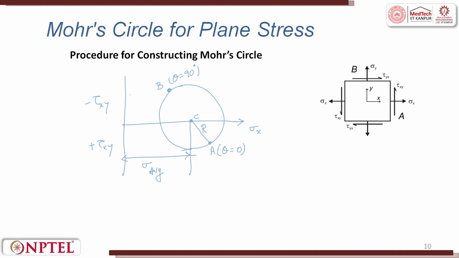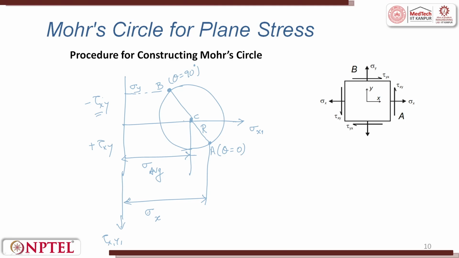Right. So, the point B will be on the xy axis, the x axis will be minus tau. So, the shift along the sigma x will be tau, sigma y, and point A will be sigma x, and this line will be tau x1 y1. So, this is how we try to draw a Mohr circle.